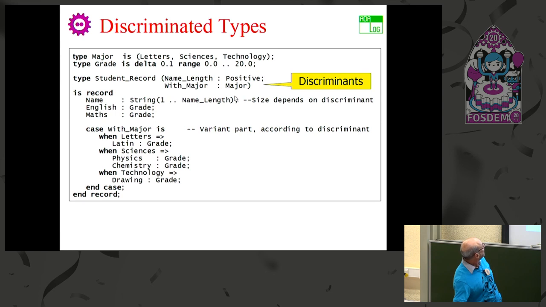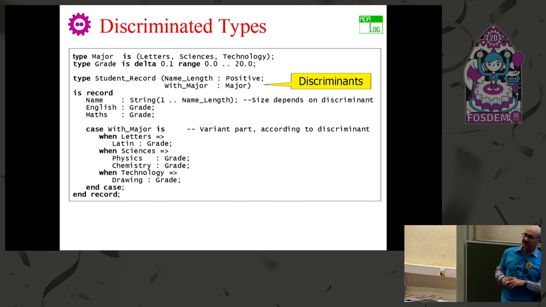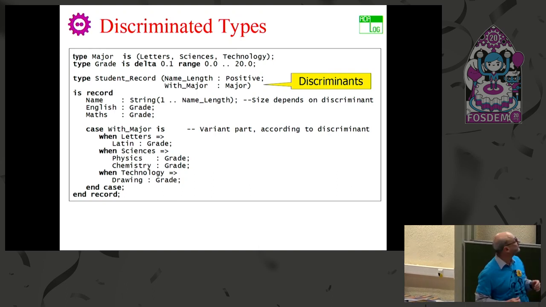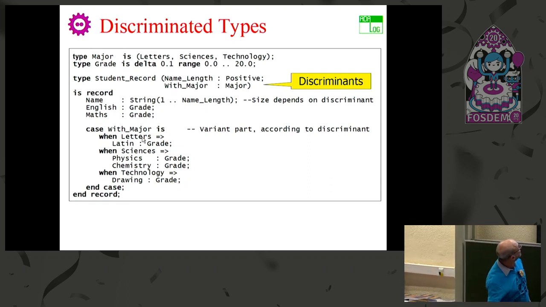And you see I can have a component here whose size depends on the parameter. Or I can even have case parts where the elements that are part of the record depend on the variant of the parameter. So it's very convenient when you have flexible types like here. It would be a student record. So students may have various majors, and if it's in letter, they have a grade in Latin and so on. Okay, so variant record.